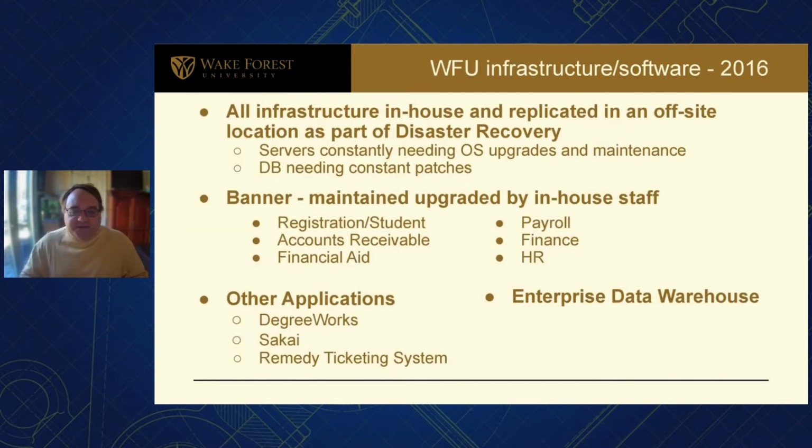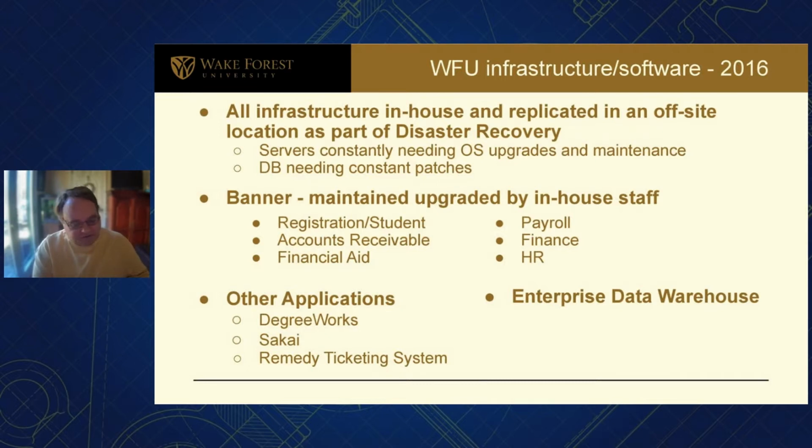So I want to take you back to 2016, which is really about the time that we started this process of transforming from all in-house over into the cloud. In 2016, our infrastructure was completely in-house with pretty much every system replicated offsite in order to handle disaster recovery. This caused a lot of server maintenance, OS upgrades, and then for the databases, a lot of patching, and that was for the servers.